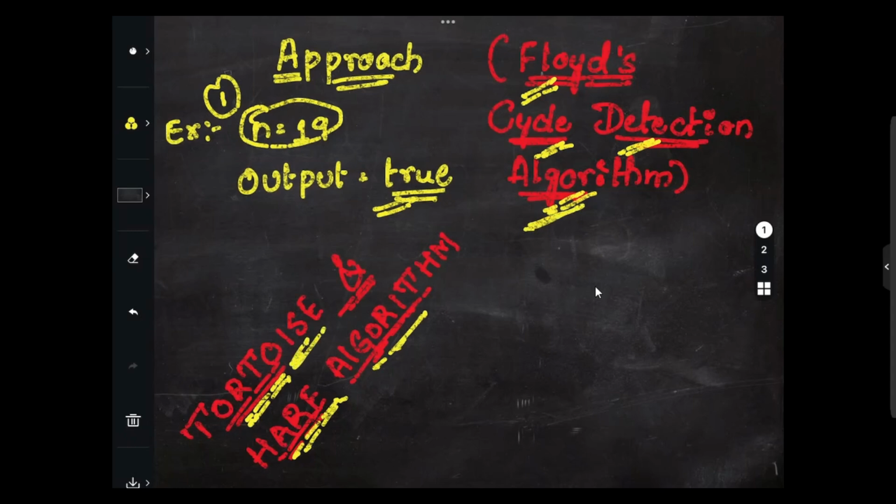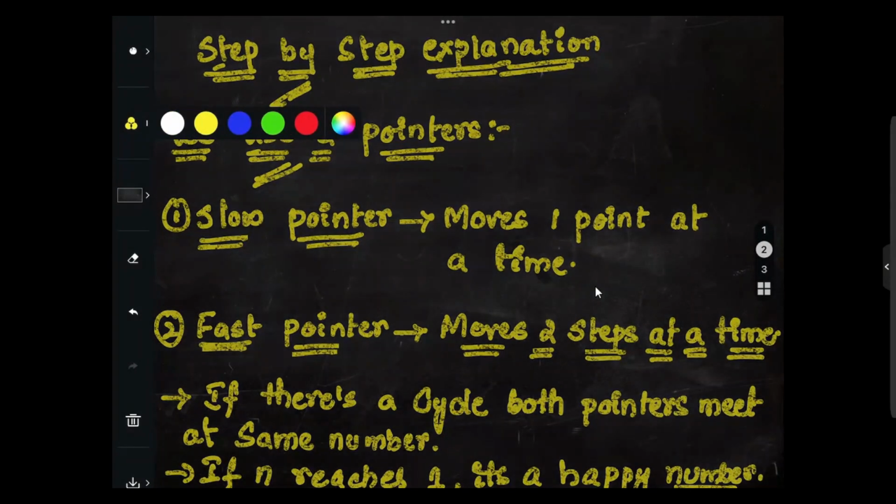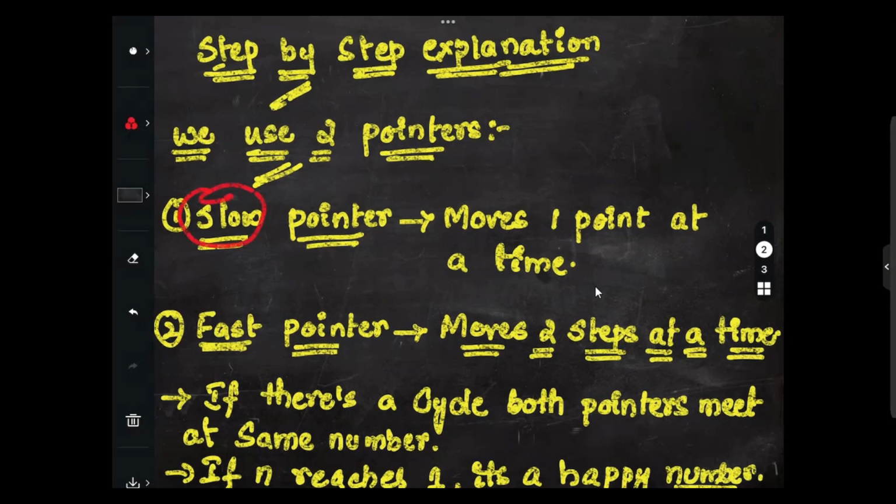We have used this to detect cycles and for other problems as well. In a linked list, if you remember, the same thing we'll be using here. So first, let's go with a step by step explanation. We'll be making use of 2 pointers: first the slow pointer, and then the fast pointer.